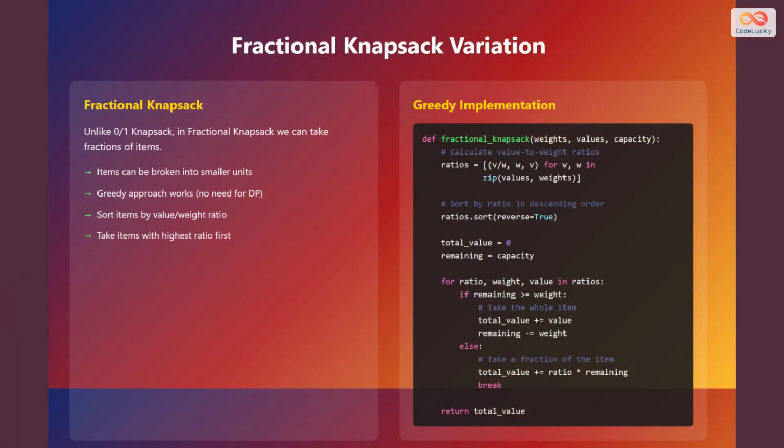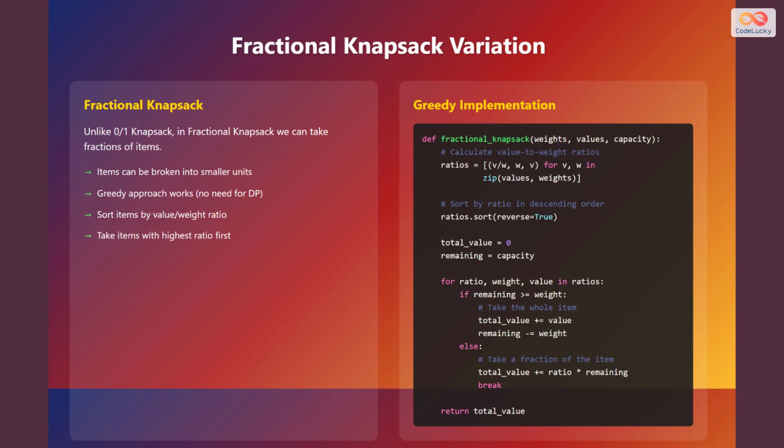Unlike the 0/1 knapsack problem, the fractional knapsack problem allows us to take fractions of items. This means items can be broken down into smaller units, and a greedy approach can be used to solve the problem. We don't need dynamic programming here. The key idea is to sort the items by their value to weight ratio and take the items with the highest ratio first. Here's the function fractional_knapsack, which takes weights, values, and capacity as inputs.